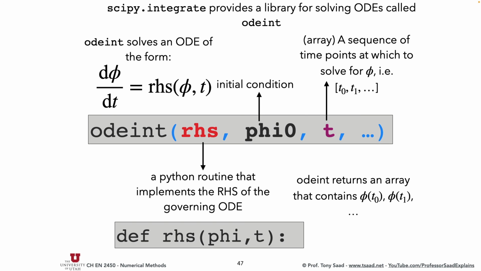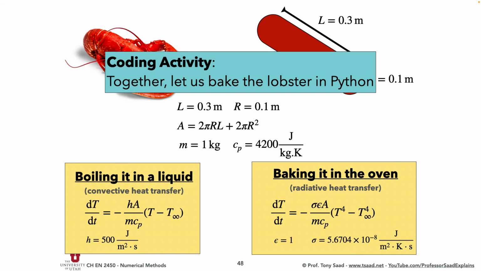Okay? So I only have like 3 minutes. We'll do the coding activity together on Thursday, because I don't want to interrupt it. So on Thursday, we'll pick up from here. We'll review odeint, and then we'll go to our Jupyter notebooks, and we'll together start building the right-hand side. We will build a right-hand side for boiling it in a liquid, and a right-hand side for baking it in the oven. And we run each one of those in odeint, and start changing parameters.